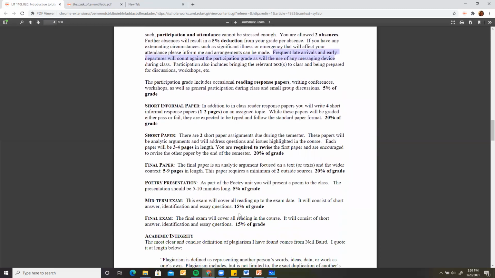Then here we see the types of assignments you're going to be responsible for. It looks like a couple papers, a presentation, and then some exams as well. The details that the professor gives here are going to be super important when you go to write these papers or take these exams. It's going to tell you what's expected of you. So take time to go back and look at these again when you're actually doing the assignments.